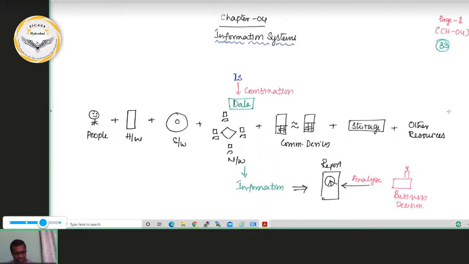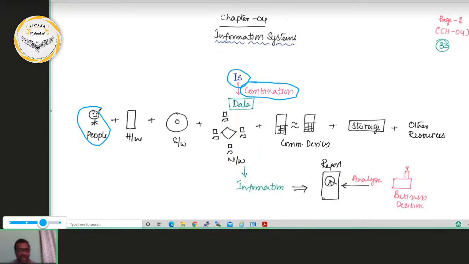Now, basically, why do we require information systems? Information systems are required for the purpose of automation. So if you want to automate anything, you need information systems. Now, let us start with the definition of information systems. What do you mean by information system? Information system is nothing but a combination of people. So who are people? The person who uses an information system and the person who develops an information system is considered as people.